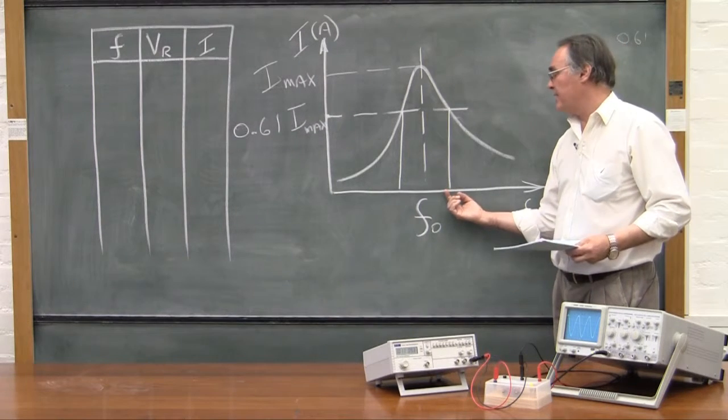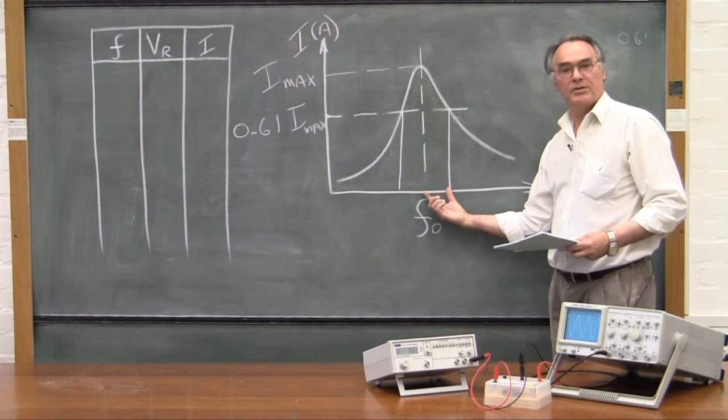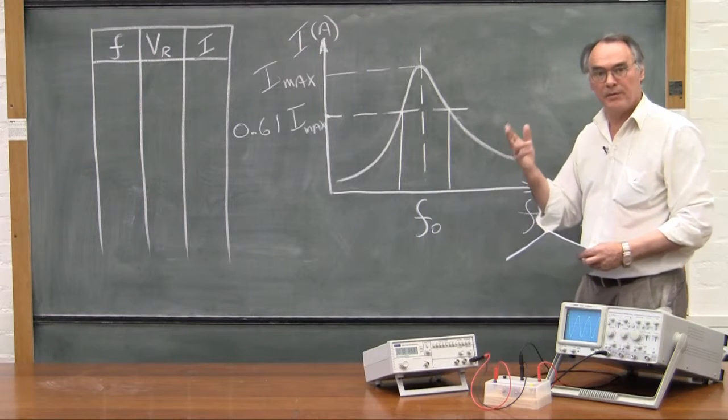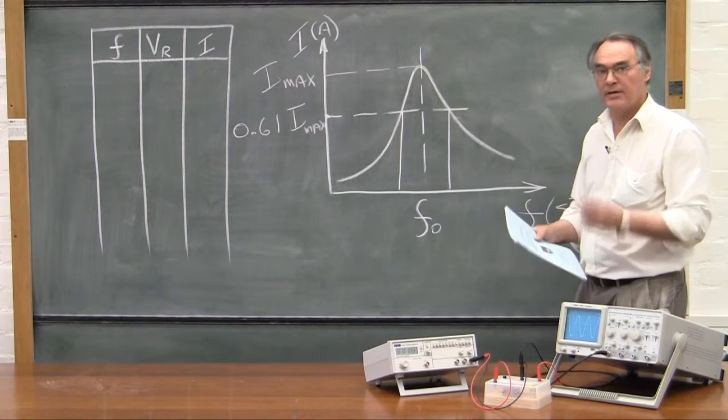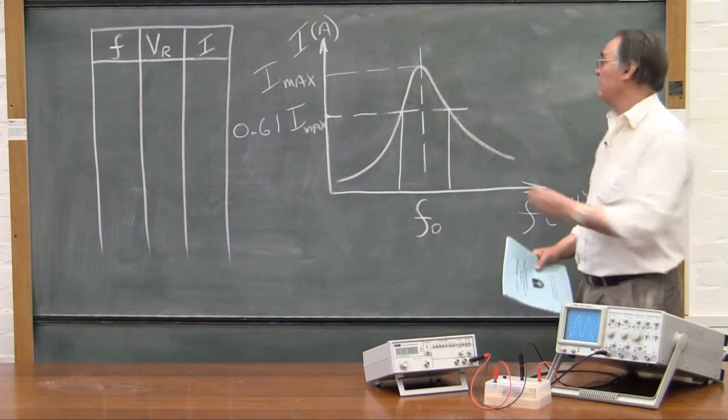Obviously, to find one standard deviation, you divide that by 2, you'd have 1 standard deviation, and then you'd use that number to get the standard deviation of the mean. And it's the standard deviation of the mean that you're going to quote as the result of this measurement.